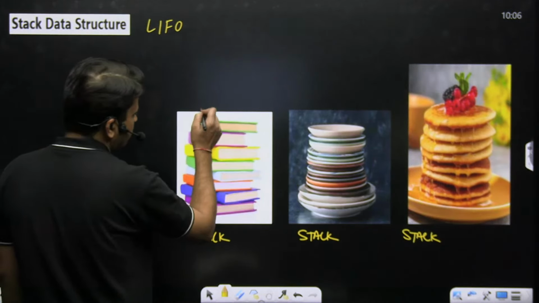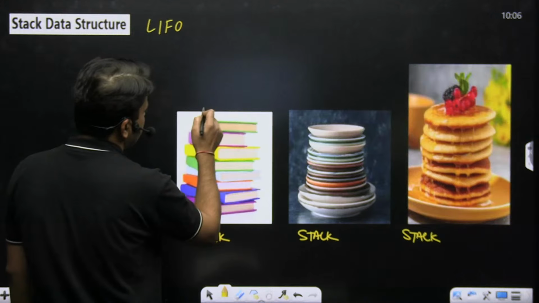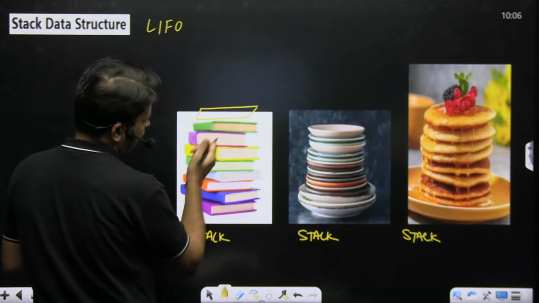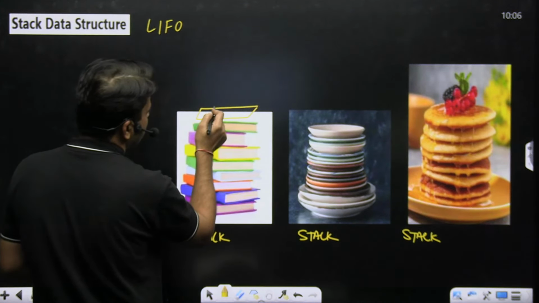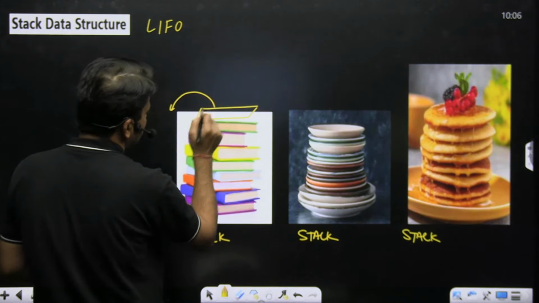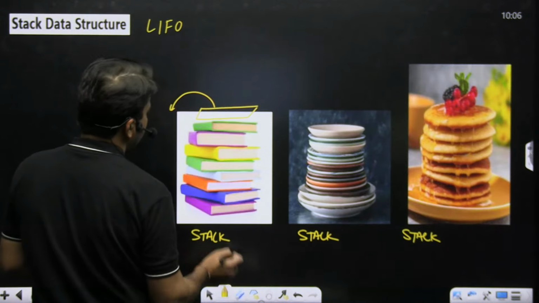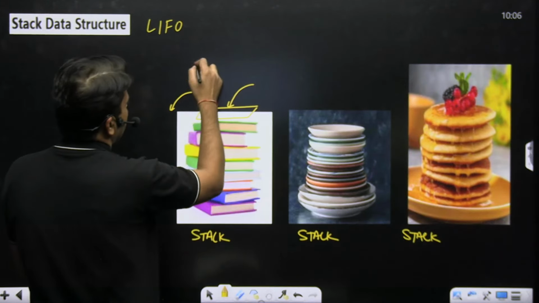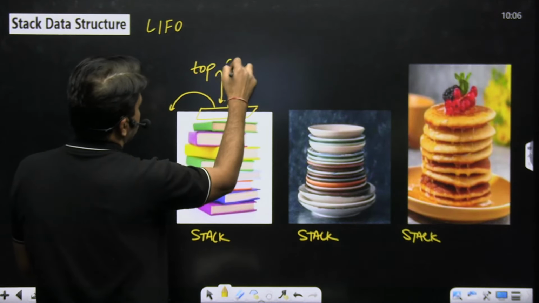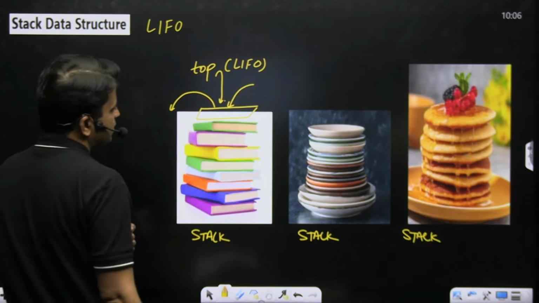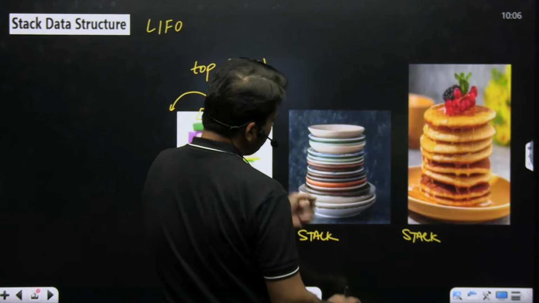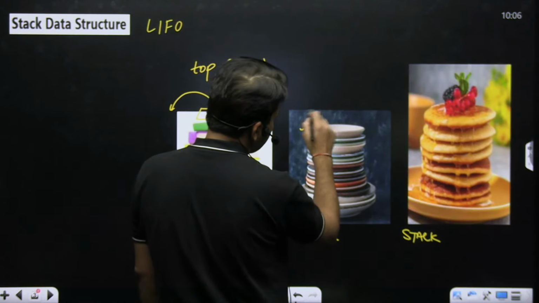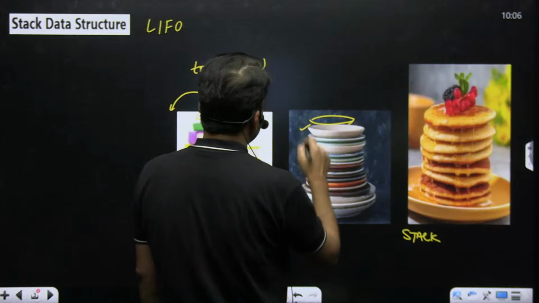Dear student, I want to insert one book. Then you insert from where, sir? At the top end. Okay, this one, top. And if you want to pick and take out a book, then from the top, student. So you are inserting as well as deleting from the top. So this behaves just like a LIFO, last in first out. Okay. Similarly, in a buffet system, there's a plate system. You pick plate from the top, right, and you insert plate from top, student. So that's why this is also last in first out.